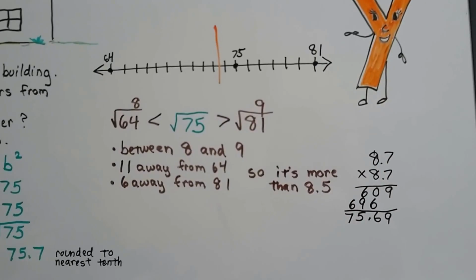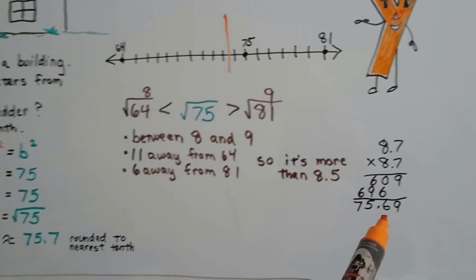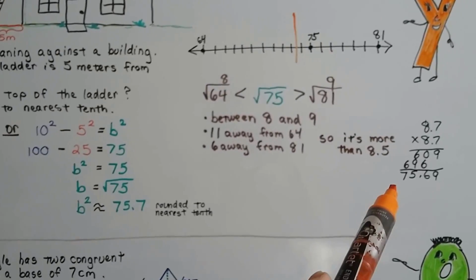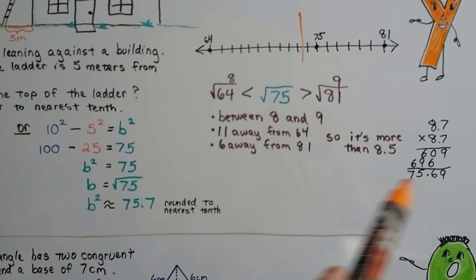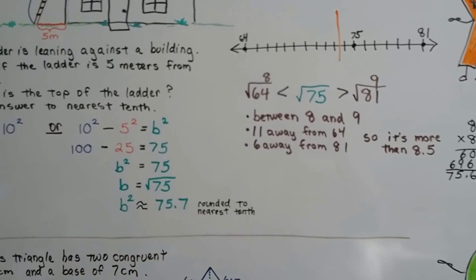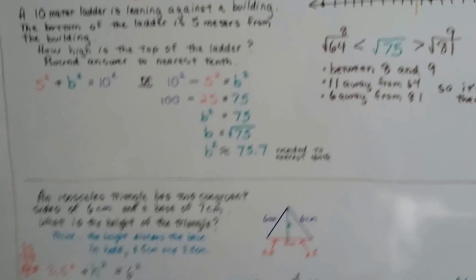So let's try 8.7. We do 8.7 times 8.7 and get 75.69. It wants us to round to the nearest tenth, so we get 75.67. The 9 tells the 6 to round up to a 7. That's pretty close to 75. See? We use the approximate symbol because it's not exact.